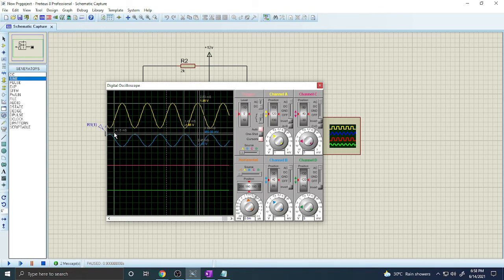One thing to note is that the input and the output have a phase difference, because this is an inverting amplifier. When the input goes negative, the output goes positive, and vice versa. That's why it is known as an inverting amplifier: output and input have a 180 degree phase shift. We already know this from the theoretical concept of the operational amplifier inverting amplifier. So this is the output response of the inverting amplifier.